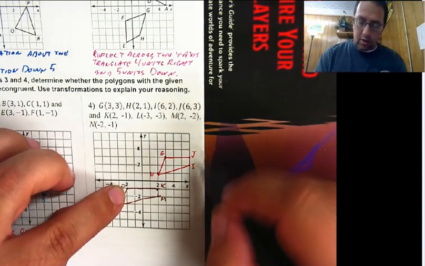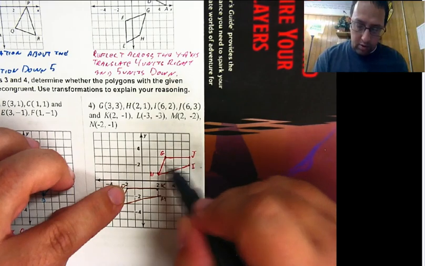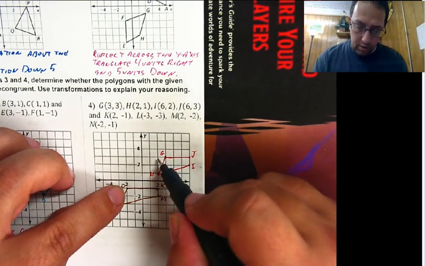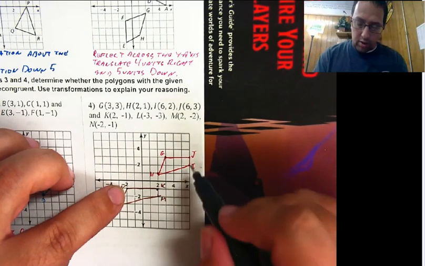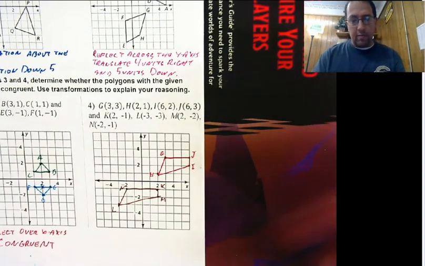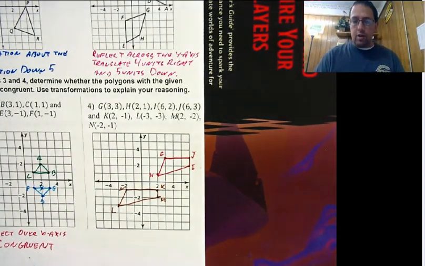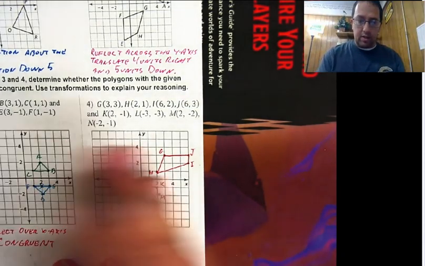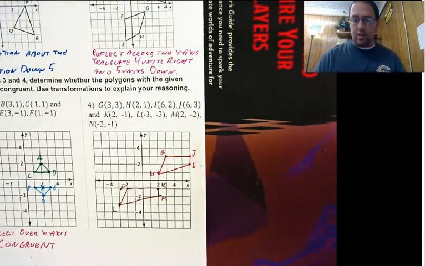Let's see, does that work for J? 1, 2, 3, 4, and down 1, 2, 3, 4. So it doesn't work, does it? Because they have to both move the same for a translation. And obviously a reflection's not going to work because they're both facing the same direction. So you can't do a rotation.